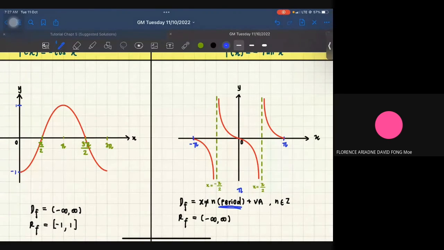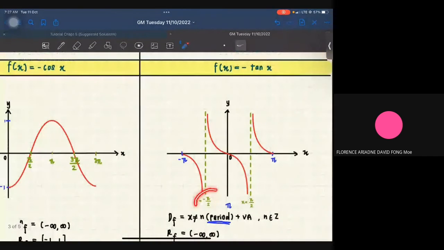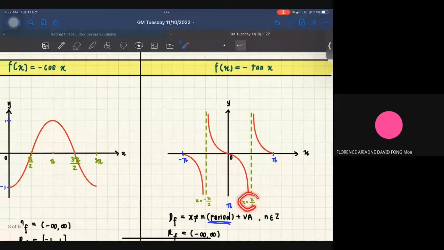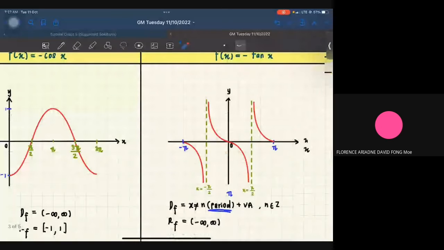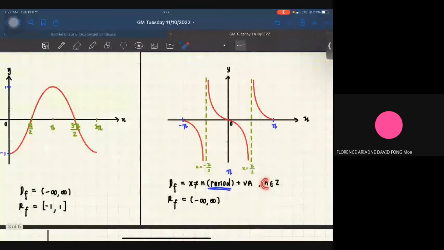And then the vertical asymptote. If you look, we have two different vertical asymptotes over here. I have X equals negative pi over 2 and X equals pi over 2. Which one do you use? It doesn't matter, you can use either one, no problem. Because if you substitute N as an integer, an integer takes every whole number including zero and negatives.